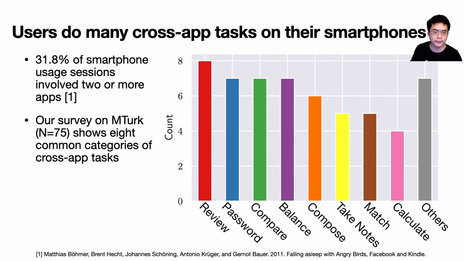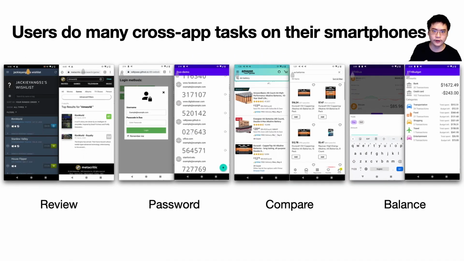The 4 most common ones are review, which means checking reviews of an item within a shopping app in a separate review app. Password, which means inserting a password or 2-factor authorization code from one app into another app. Compare means comparing prices or reviews between 2 shopping or review apps. And finally, balance, which means checking bank balance before making any financial transactions.